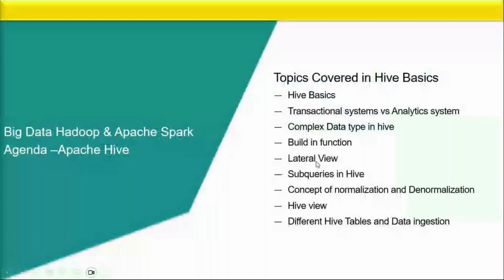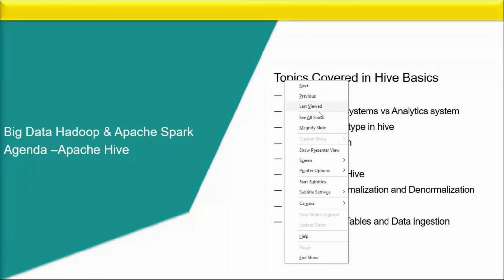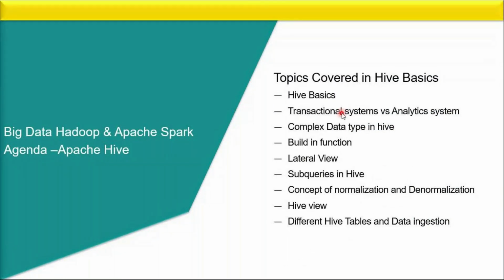Okay, so from the Hive perspective we have gone through the basic concepts, and over there we have covered Hive basics, which involved transactional systems and analytic systems. That is the difference we have covered. Then we saw complex data types, built-in functions, lateral views, subqueries, the concept of normalization and denormalization, Hive views, and different types of Hive tables, and data ingestion into those tables. This is what we have seen with respect to basic Hive.